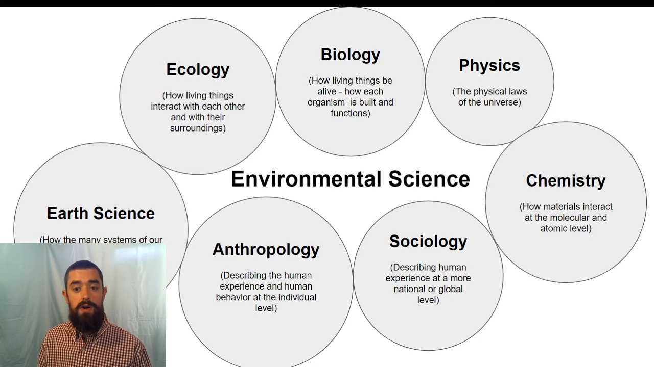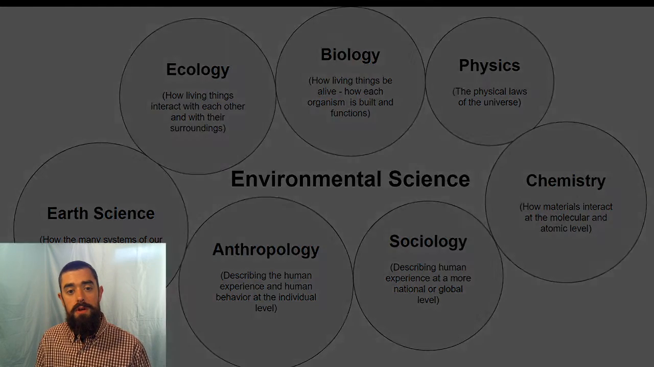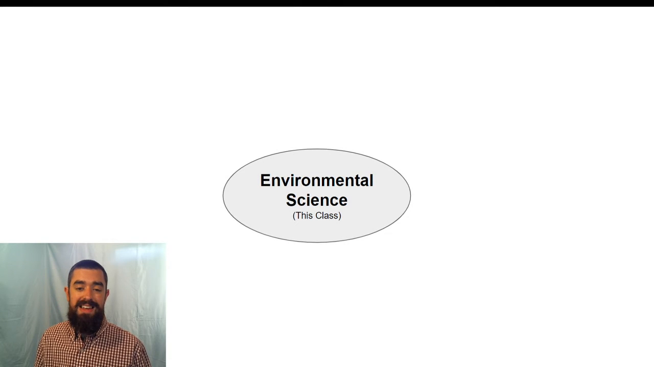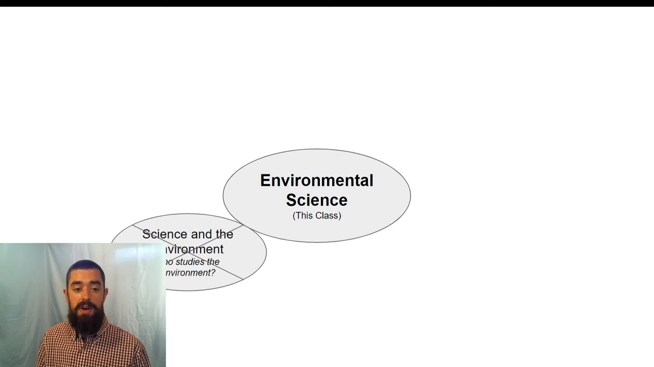There are other disciplines as well that I didn't include here. So what are we going to learn in this class? So the first chapters we're going to skip. These are science and the environment. This talks about who are the different types of people who study the environment and what are the different sciences that are involved in environmental science. We already covered that on the first slide. It's a multidisciplinary science, so there are all different kinds of disciplines.